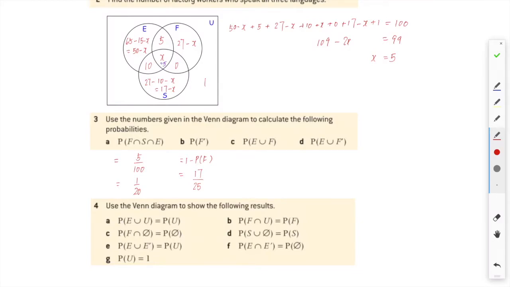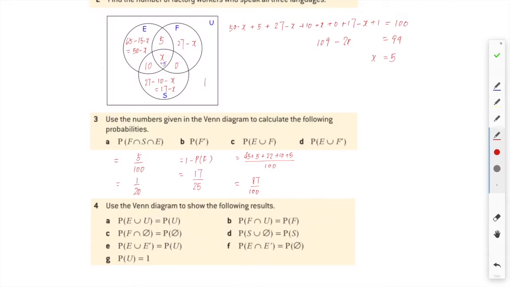And then E or F. In this case, what we're looking for is anything that is contained inside the circles of E and F. So what do we have here? I have 50 minus 5, so 45, plus 5, plus 27 minus 5, which is 22. And then plus 10 plus 5 plus 0. So this is everybody found in those circles. That adds up to 87 over 100.